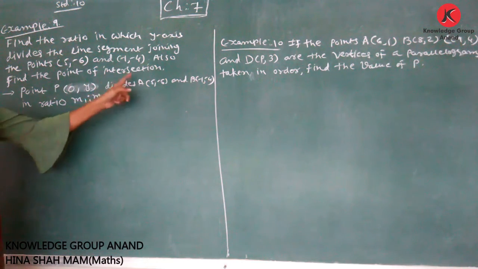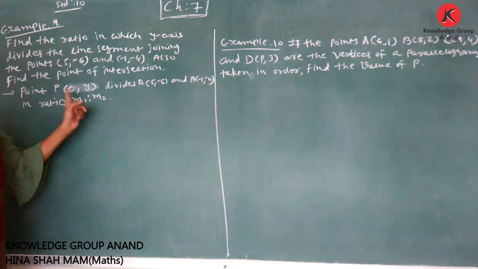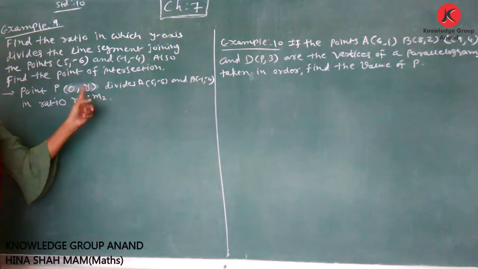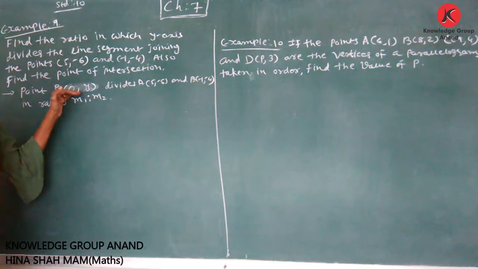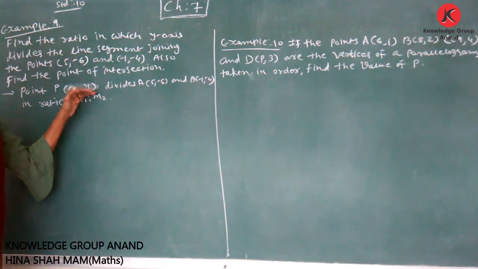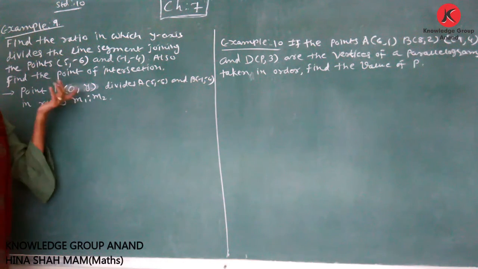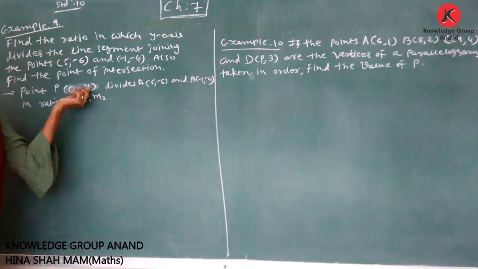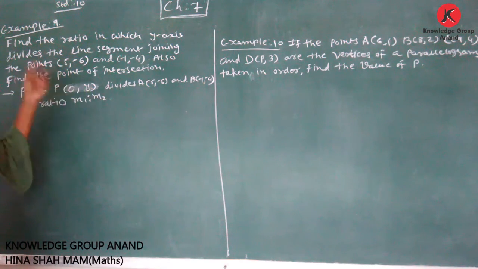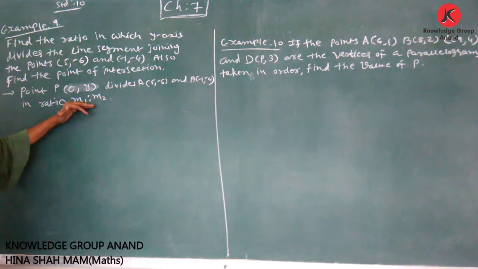Also find the point of intersection. The point of intersection is (0, y). One coordinate we know: x is equal to 0, but its ordinate is y. Then we find y by using m1, m2. First we find the ratio. How do we find the ratio?